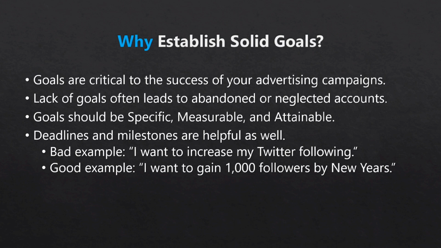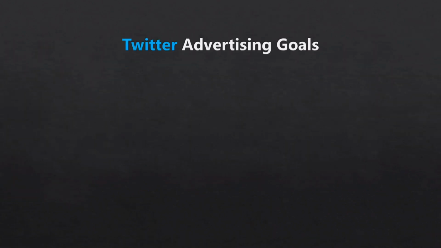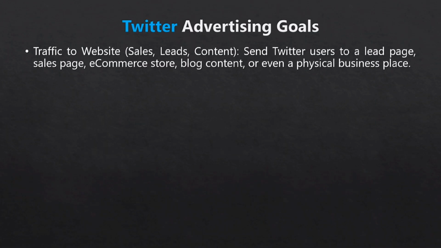Below are some examples of the various goal categories you might be using. First up, there's traffic to website, meaning sales, leads, and content. Probably one of the most popular goals of Twitter advertising is to follow Twitter traffic back to your own web properties. After all, most businesses don't do business on Twitter per se. You're leveraging Twitter ads to obtain traffic and convert that Twitter traffic into brand followers, leads, prospects, and customers. So maybe your goal is to get people to a landing page with a free offer where they can subscribe to your list and become a lead.